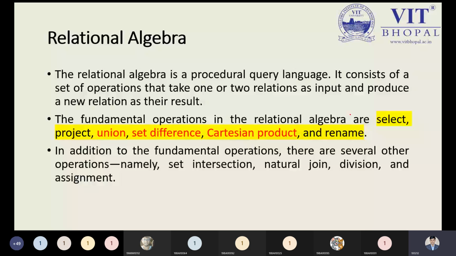As it is written over here, the relation algebra is a procedural query language. It consists of a set of operations that take one or two relations. Now relations means I'm talking about the tables. As an input, two tables as input, and produce a new relation as a result.